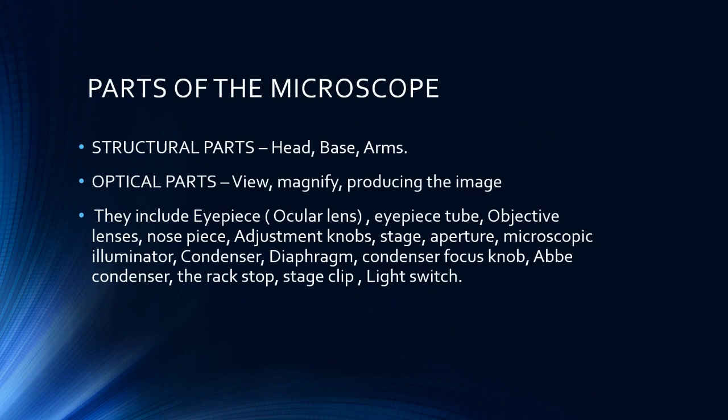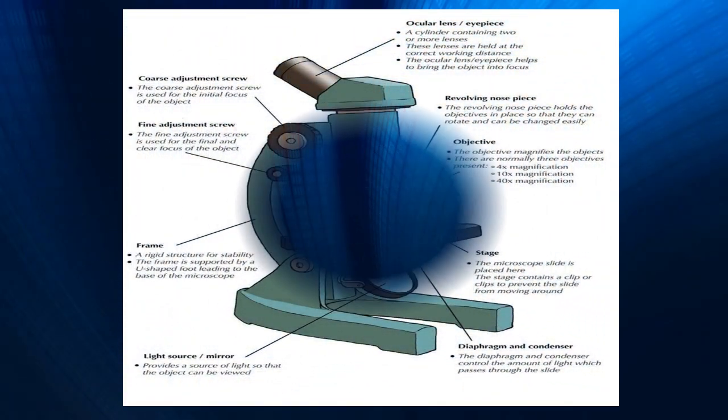The parts of the microscope include two types. One is the structural parts and the other is the optical parts. The structural parts include the head, base and the arm of the microscope, whereas the optical parts are the parts which are used to view, magnify and produce the image. They include the ocular lens, eyepiece, objective lens, nose piece, adjustable knobs, stage, aperture, microscopic illuminator, condenser, the diaphragm, condenser focus knob, Abbe condenser, the rack stop, stage clip and the light switches. So these are the parts of the microscope.